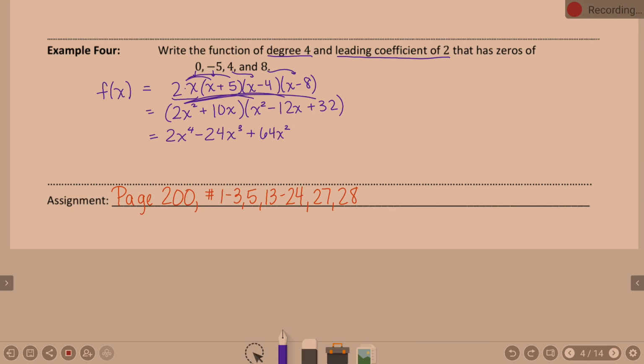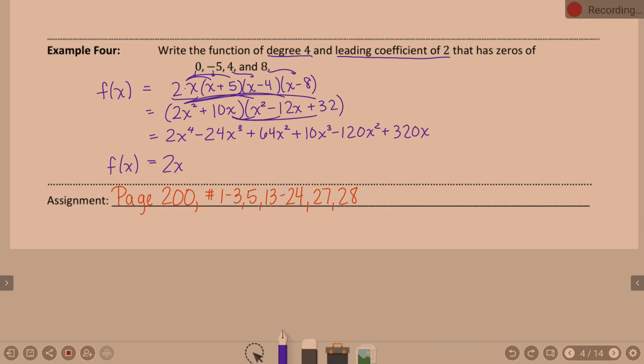Okay, let's see. I'm ready to distribute my 10x now, yes? So 10x times x squared is 10x to the third. 10x times minus 12x is minus 120x squared. 10x times 32 is plus 320x. And then it's cleaning up like terms.